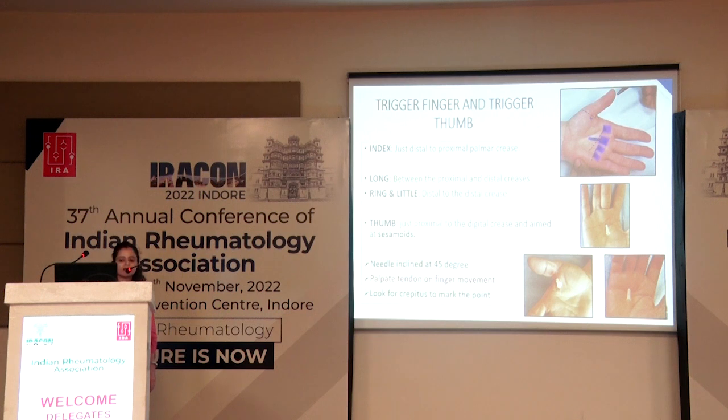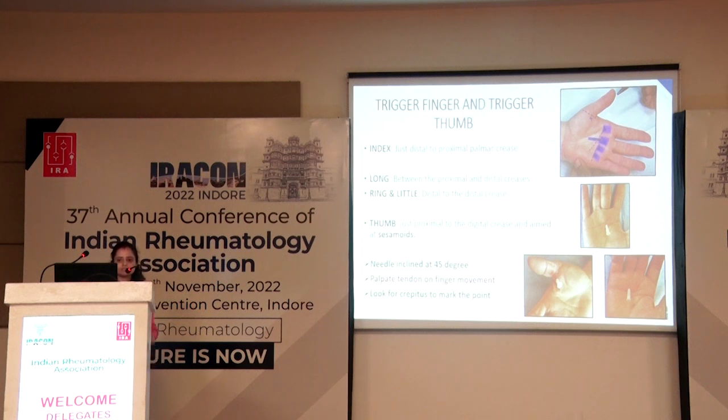The needle is inclined at 45 degrees. We palpate the tendons on finger movement. So palpation is very important. And as someone had asked previously, in trigger finger, in tendinitis, or when we are doing such kind of injections, the point of maximum tenderness is usually the point of entry. We also have to be very sure that we are not into the tendon. The area where the steroid has to go is between the A1 pulley and the tendon. So that is the space where it has to go.